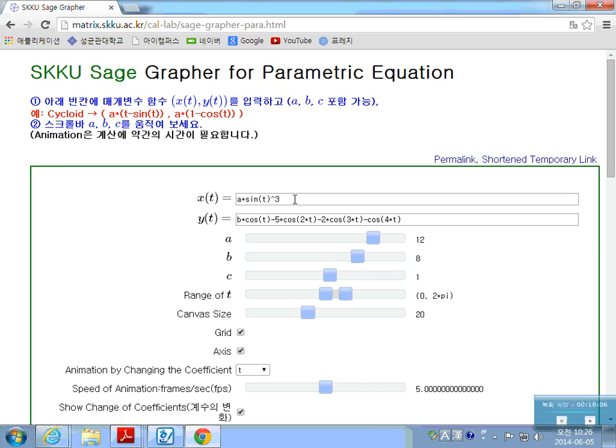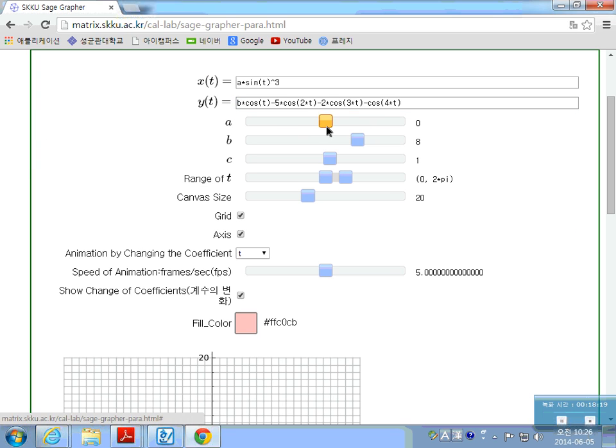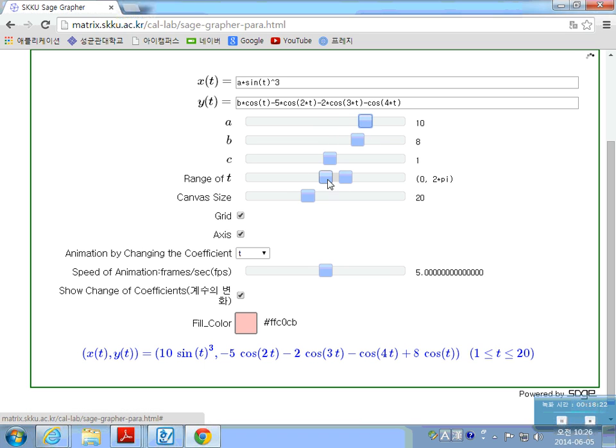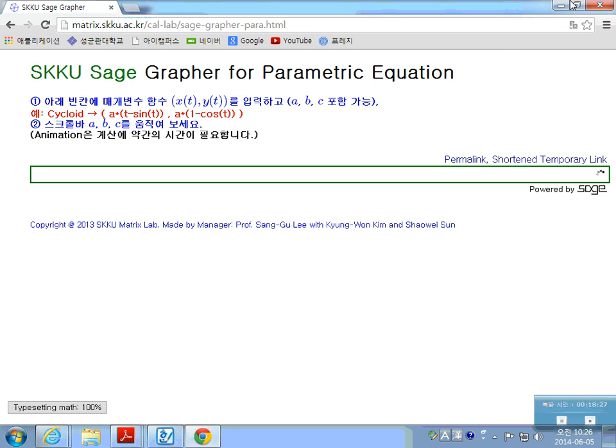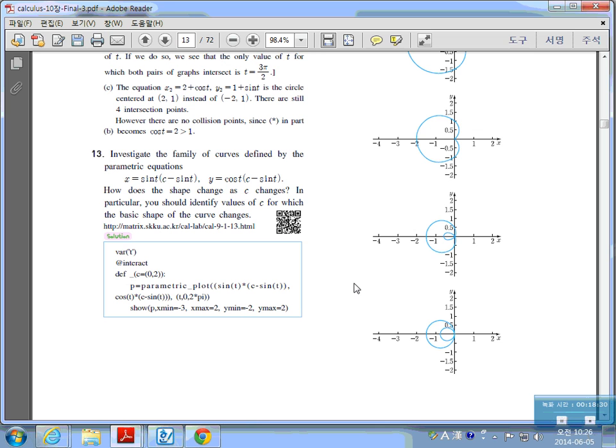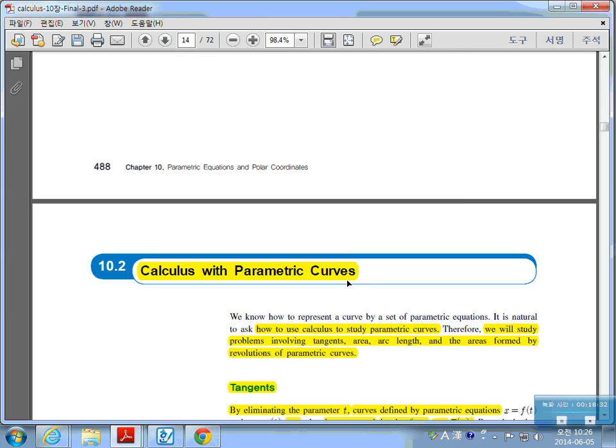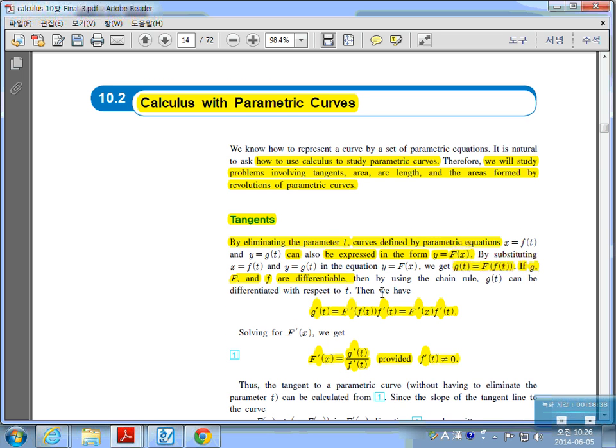Particularly in here, all you have to do is give in this web address the function x of t here and y of t here, and use these sliders to change the range of t and other things to draw all different types of graphs that you like. So now, with this Sage tool that we developed, it will be much easier. Okay, any questions on parametric functions?